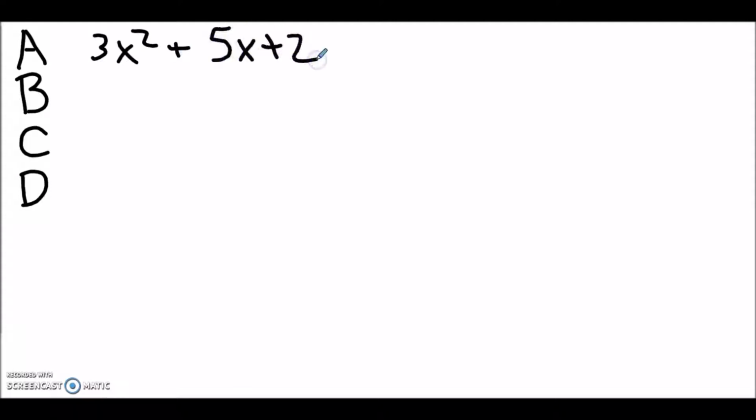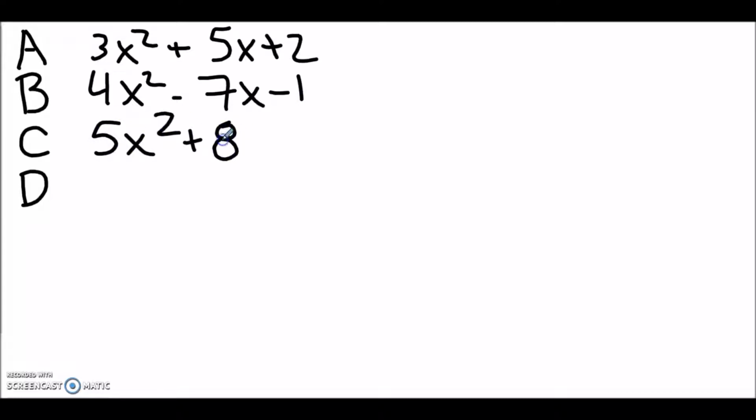Let's do some actual problems, Mr. Repka. I know, sounds good. All right, so here's what we're going to do. I'm going to give you 4 polynomials. We're going to use these throughout our examples. 3x squared plus 5x plus 2. 4x squared minus 7x minus 1. 5x squared plus 8. And x squared minus 3x plus 4. This is exactly how your homework will look. I will just give you a list of polynomials. Now we're going to do some problems.